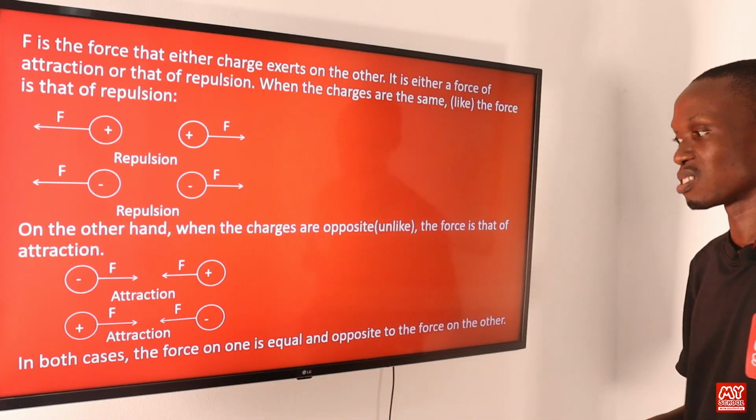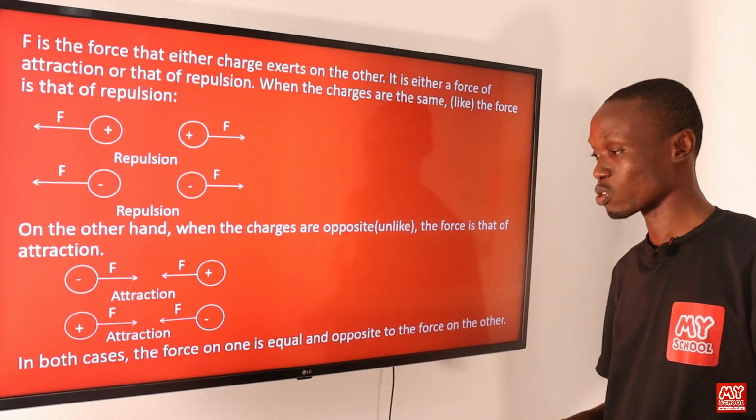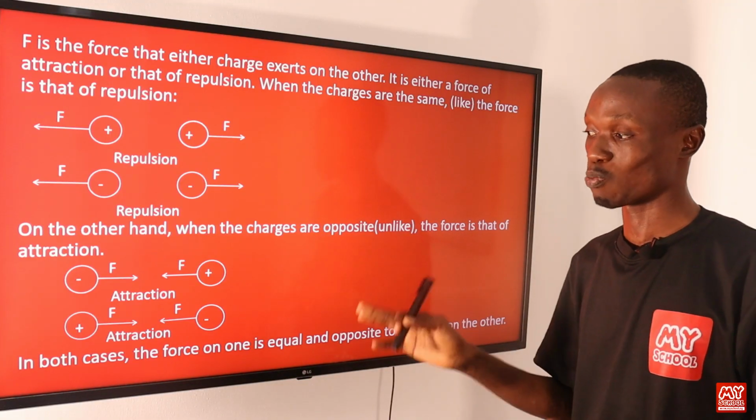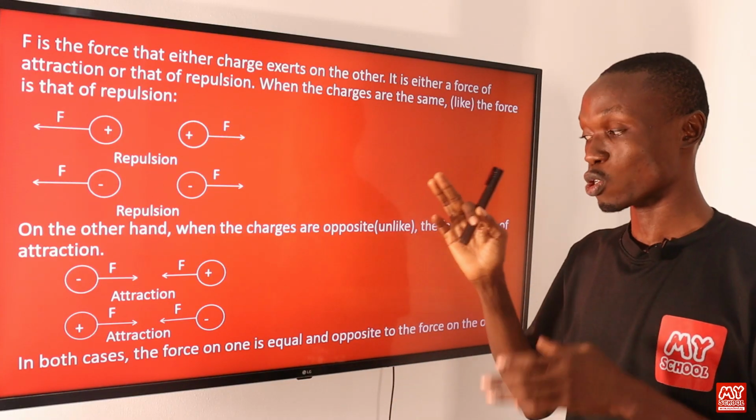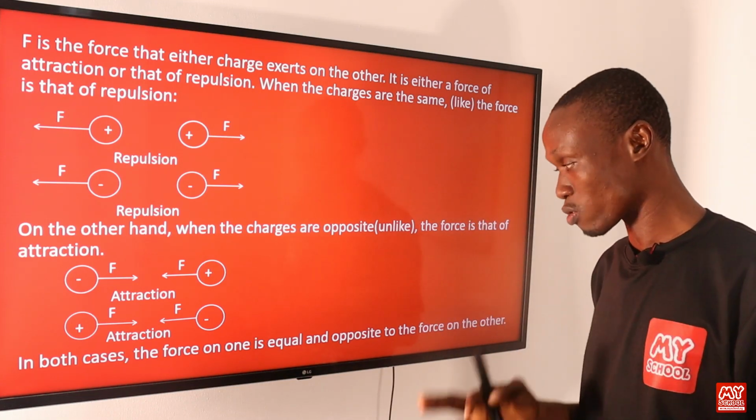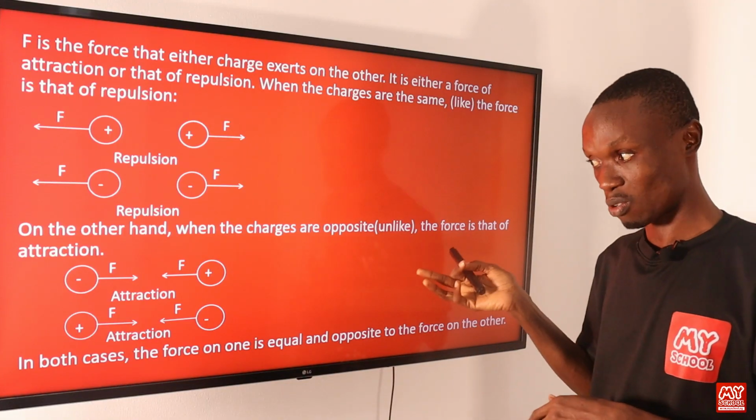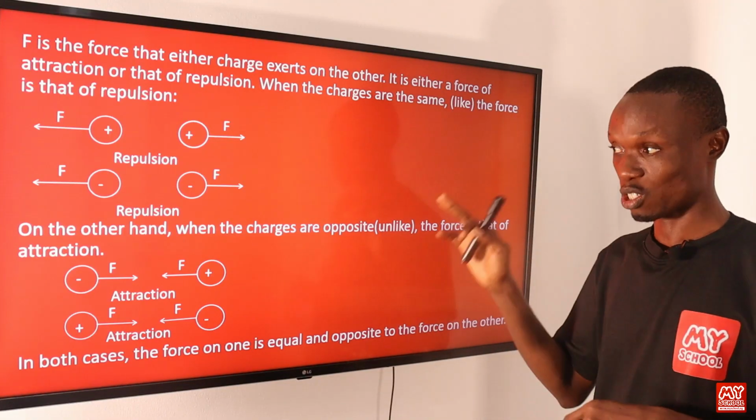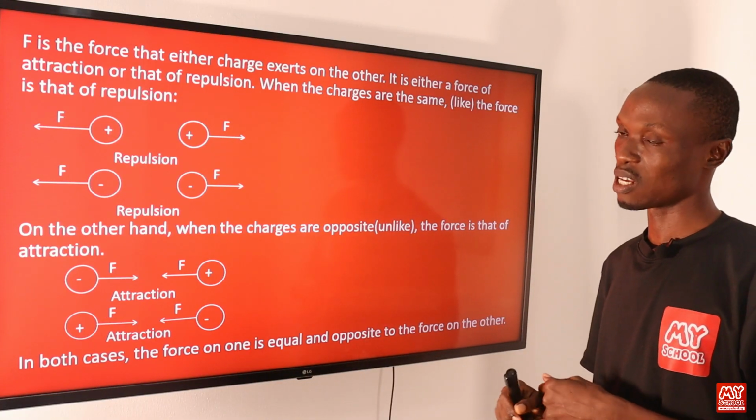So in both cases, the force on one is equal and opposite to the force on the other. Irrespective of whether the charge is negative or positive, the force on one is also equal to the force on the other, but opposite in direction, in the case of attraction. In fact, in both cases. So let's move to the next slide.